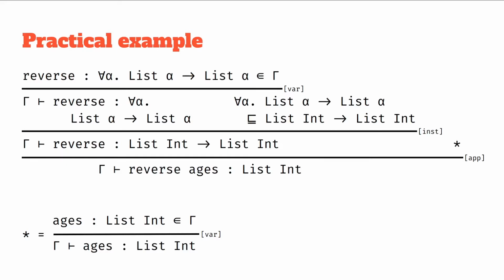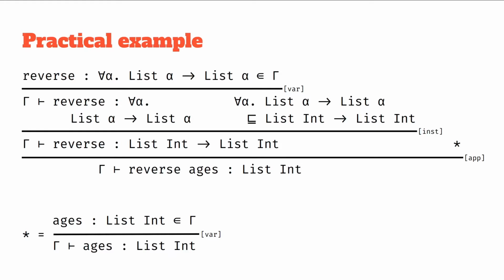So at the bottom, we've got reverse ages, which I'm just going to tell you the type of is list int. And there we use the application rule, right? Because reverse is a function and ages is its argument. So we have then reverse and ages to prove the type of. And we want to prove the type of reverse. So I'm going to ignore the thing on the right for now. I put that down as an asterisk on the bottom just because we're quite tight for space here. The thing on the left, we've got to prove reverse has type list of int to list of int.